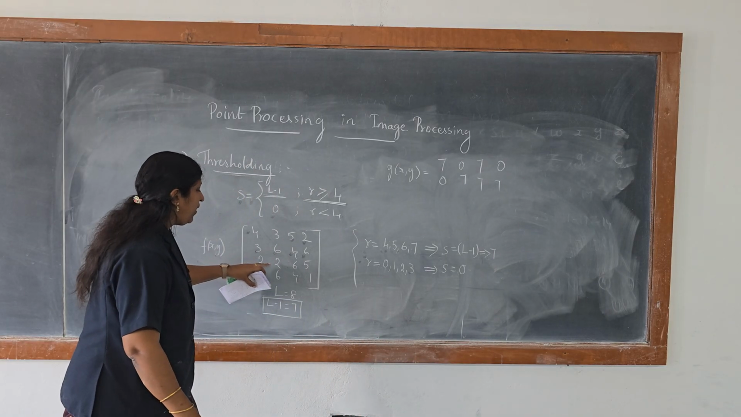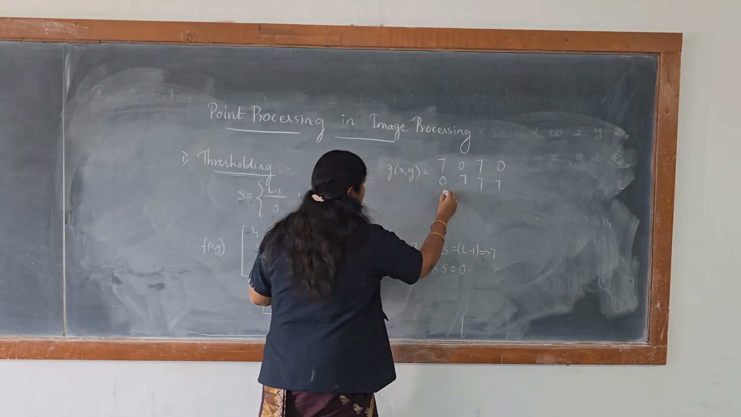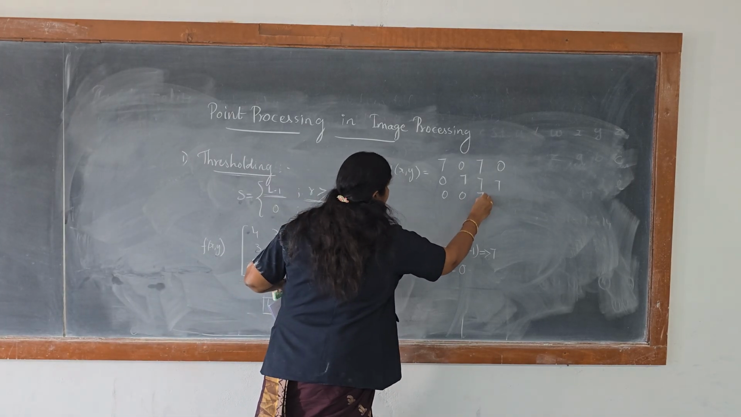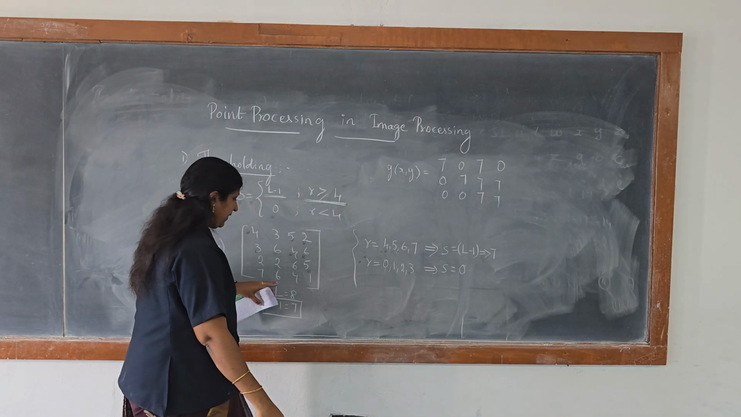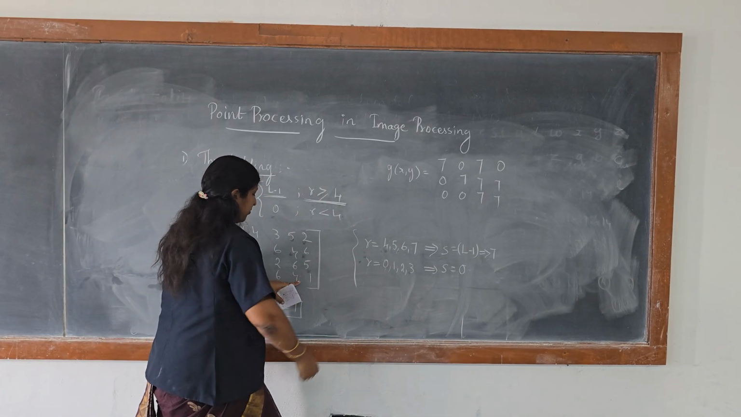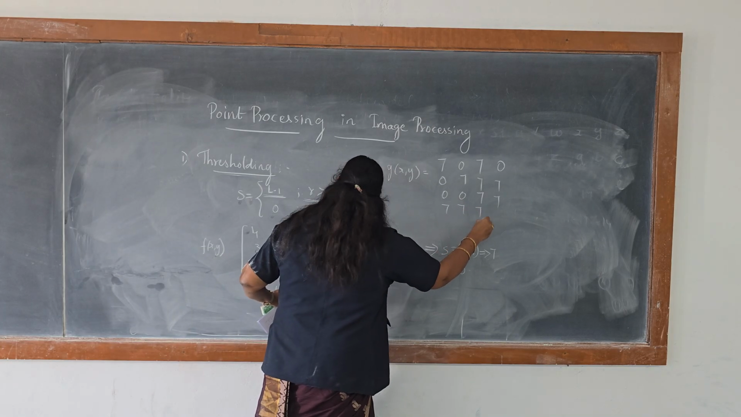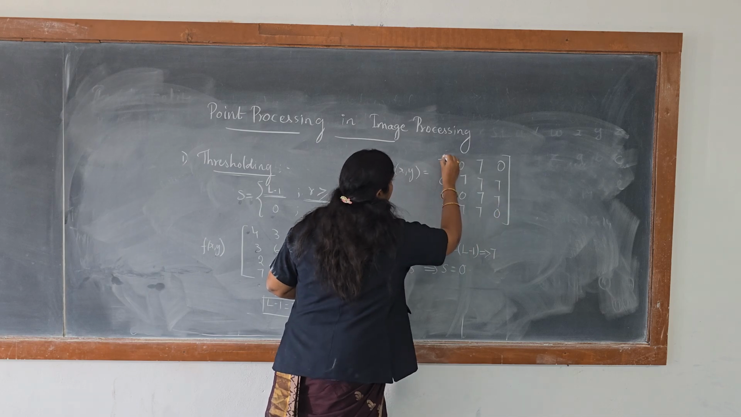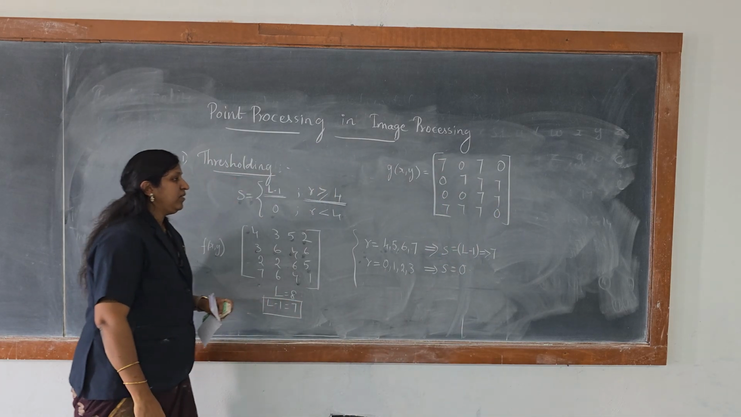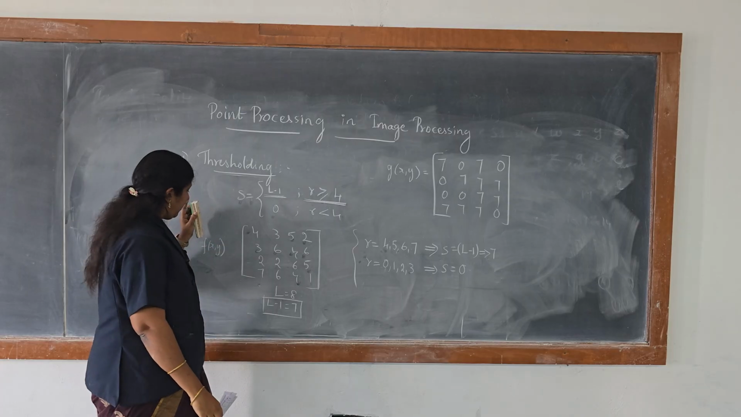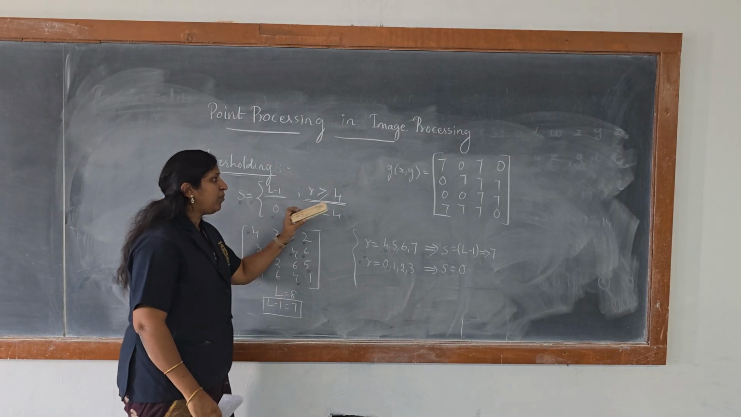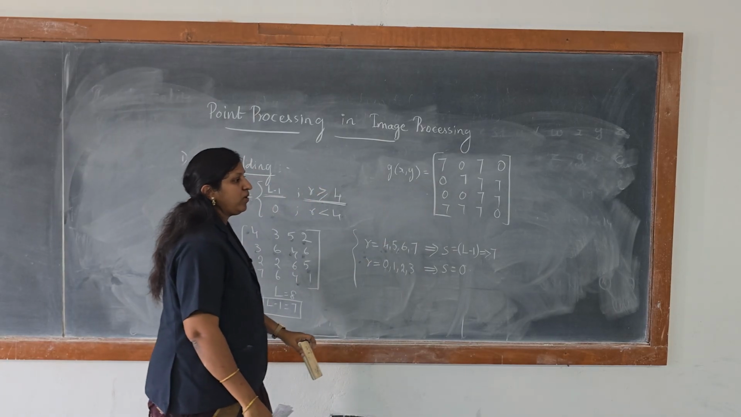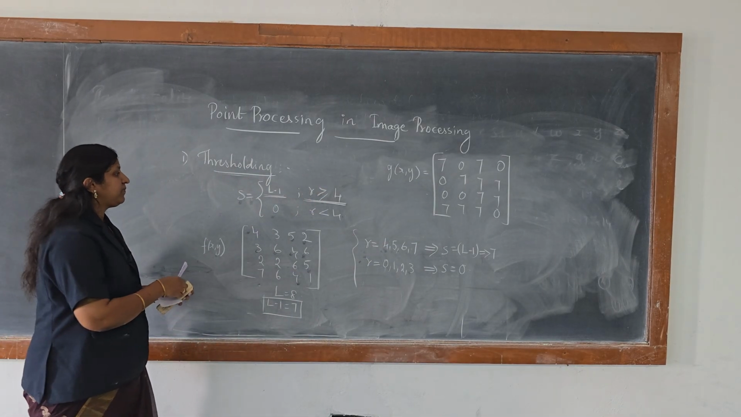The next values 2 and 2 are both less than 4, so this will become 0. 6 and 5 are greater than 4, so 7, 7. And 7, 6, 4 are greater than or equal to 4, so 7, 7, 7. Finally, 1 is less than 4, so this will become 0. Okay, so for this input, we got the modified output g of x comma y, which is a 4 cross 4 matrix.